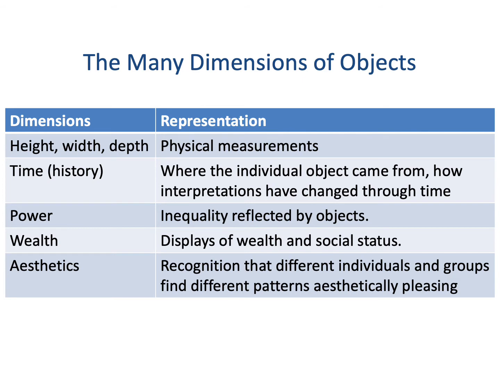Power, inequality reflected by objects. Many non-Western objects collected during the colonial period reside in ethnographic museums, but non-Western cultures rarely have museums of European and American objects. Wealth, displays of wealth, and social status. Many priceless artifacts are possessed by individuals not descended from the peoples that produced them. And then finally, aesthetics, or recognition that different individuals and groups find different patterns aesthetically pleasing.